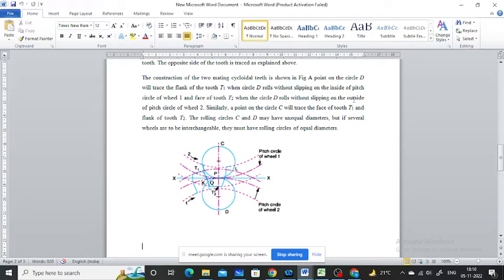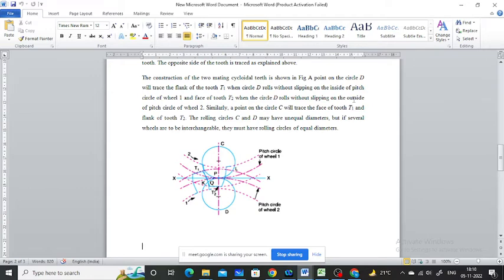Okay, there are two gears C and D which are meshing, and there are two pitch circle curves of the first gear C, which is wheel 1, and the gear D, which is wheel 2. The rolling circles C and D have unequal diameters, but for several wheels to be interchangeable, they must have rolling circles of equal diameter. Okay, it is all about the cycloidal teeth.